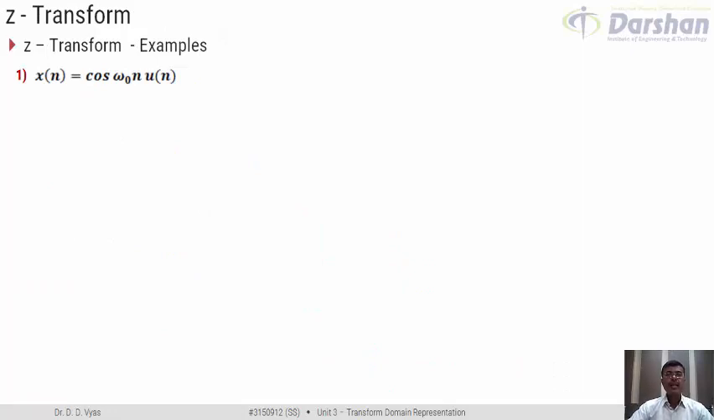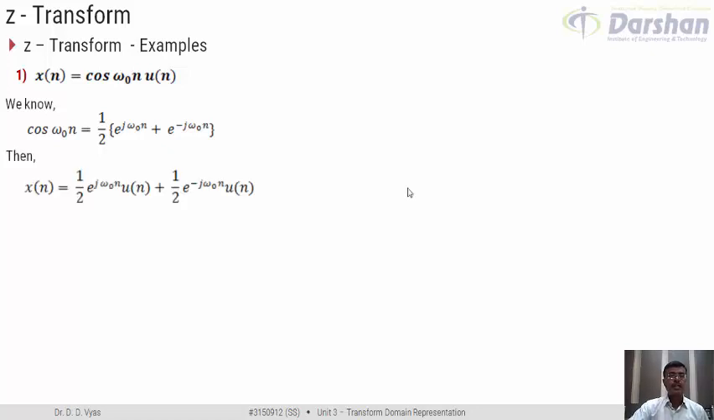Let us first try to find Z transform of a signal cos omega 0 n u of n. The signal is a causal signal spreading from 0 to infinity, and is basically a cosine signal. Now, we know that by Euler's identity, cos omega 0 n can be written as 1 by 2 e raised to power j omega 0 n plus e raised to power minus j omega 0 n. That is, my x of n can be represented in this form: 1 by 2 e raised to power j omega 0 n u of n plus 1 by 2 e raised to power minus j omega 0 n u of n.